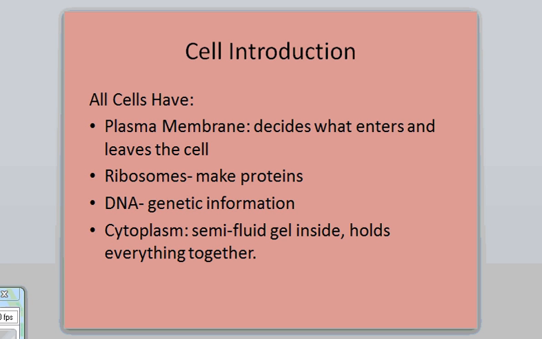The DNA, all cells have DNA, which is the genetic information. That genetic information then codes for the genes, which genes are turned on and off. Those genes then determine which proteins the ribosomes are going to make. Lastly, all cells have cytoplasm, which is the gooey jello part inside the cell, and all it does is hold everything together. All cells, whether you are a unicellular organism or part of a multicellular organism, have plasma membranes, ribosomes, DNA, and cytoplasm.